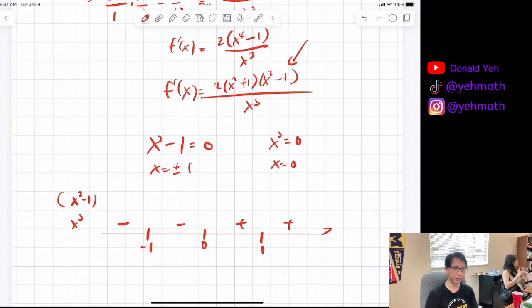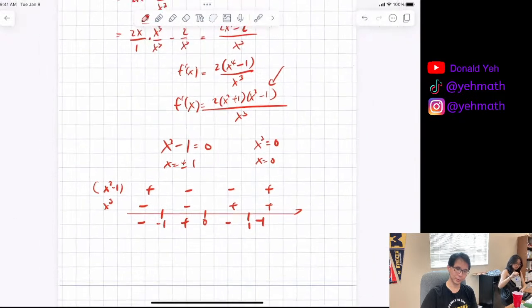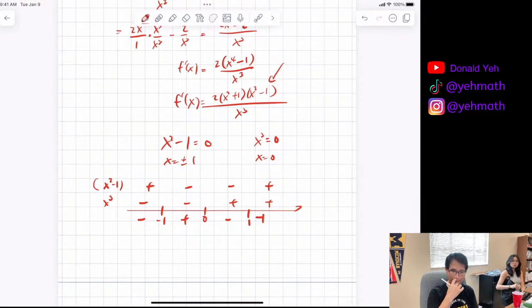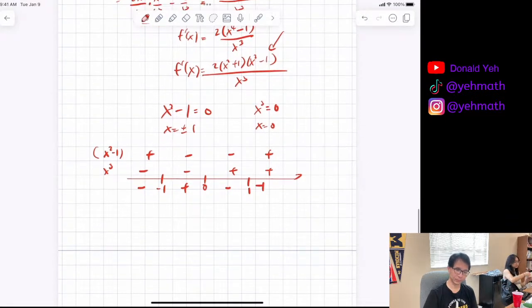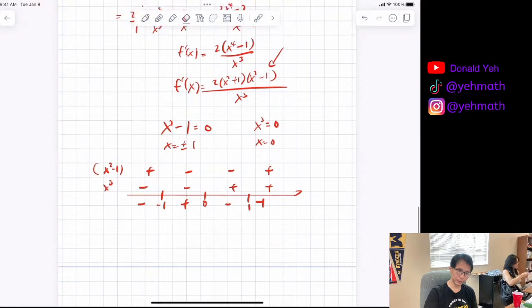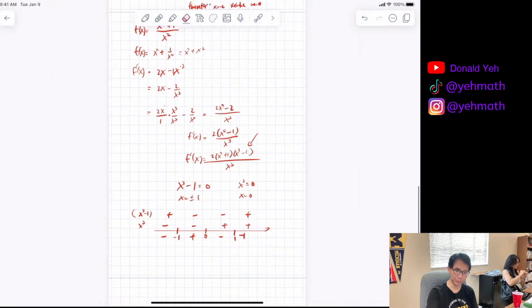x squared minus 1 is going to give you a positive, negative, negative, positive. Why? Because anything less than 1 squared is not going to be enough. Oh wait, negative 1. So this is negative, positive, negative, positive. Ooh, asymptote at 0. Good job.